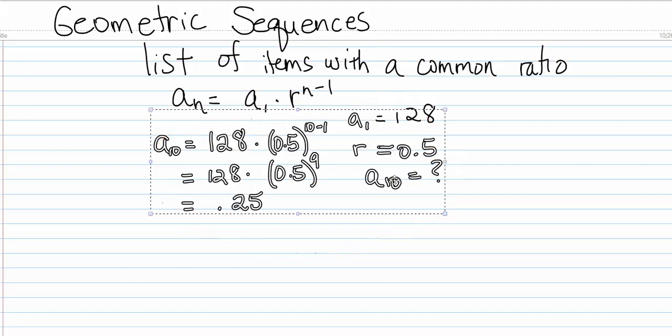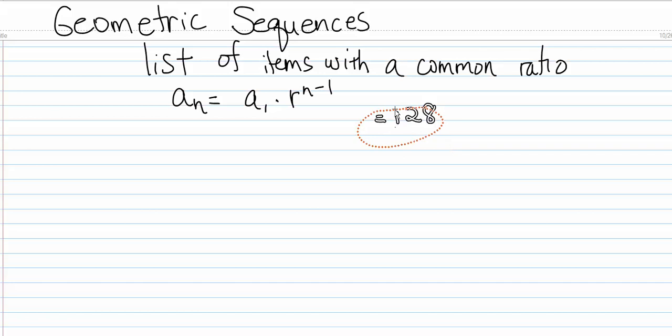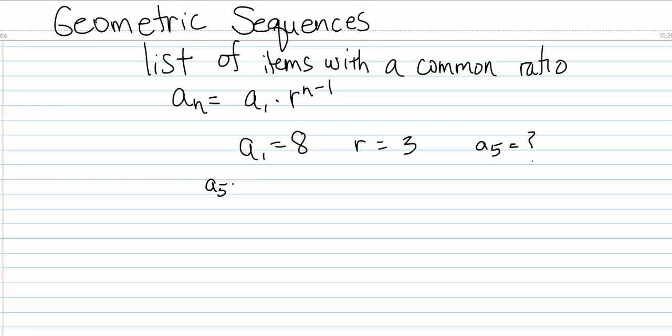Okay, let's start with different information this time. All right, so this time, let's say we know the first number in the list is 8. The common ratio is 3. And we want to find the 5th term in the list. So again, we don't know the 5th term.